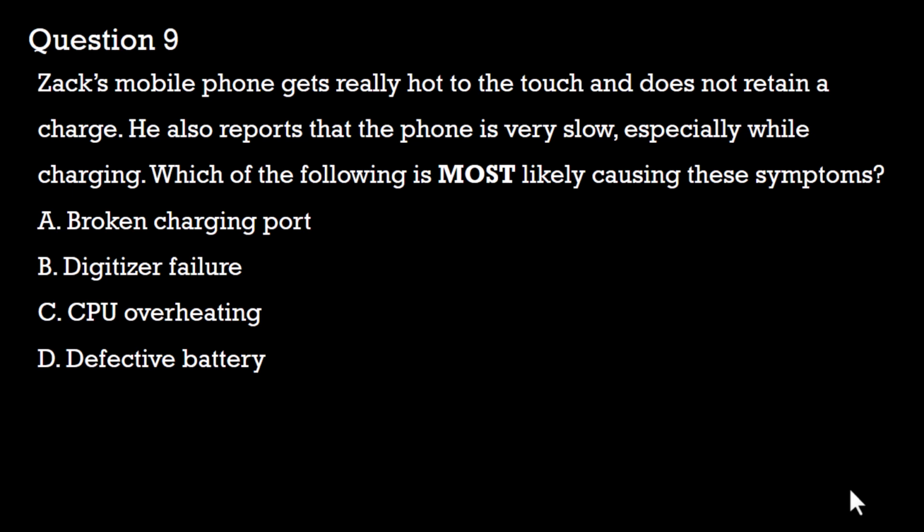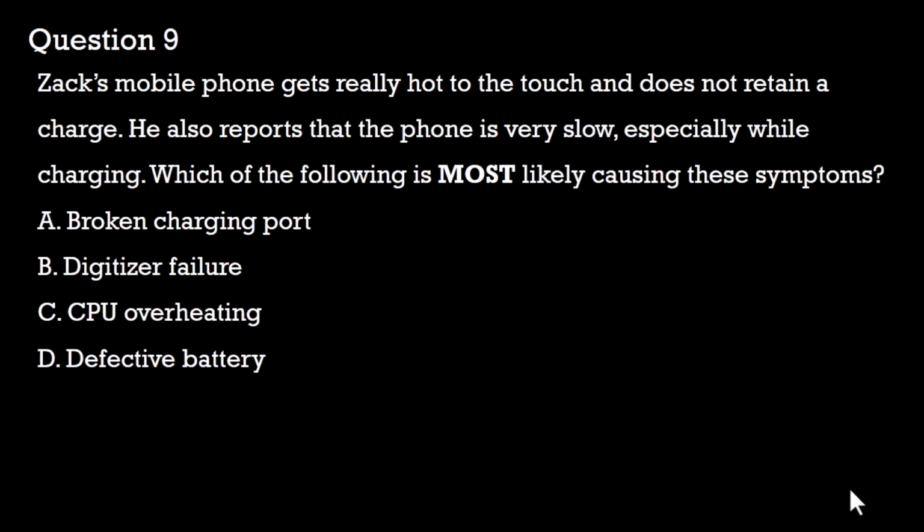A broken charging port can cause charging issues. However, it would not directly cause the phone to get excessively hot or affect its performance. A digitizer is responsible for the touch functionality on the screen, but it does not directly impact battery performance or heat generation. CPU overheating can cause performance issues, but it is less likely to directly affect the battery life. So in this case, the most likely cause of the symptoms will be a defective battery.